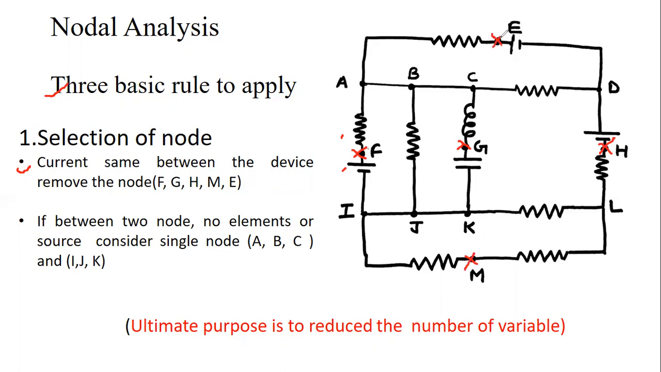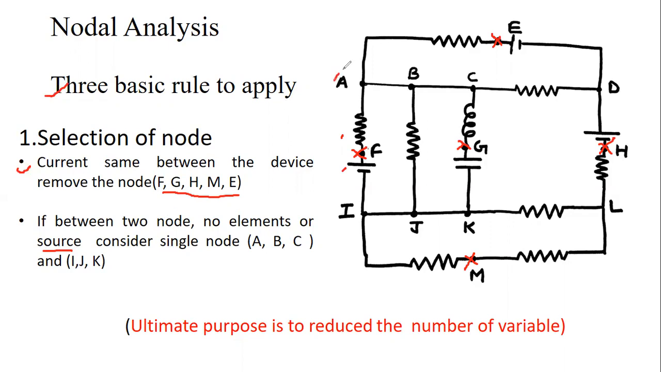So it does not need this node, so you can remove this node. Second, if between two nodes there is no element or source, consider them a single node, because current in a branch flows due to the potential difference.